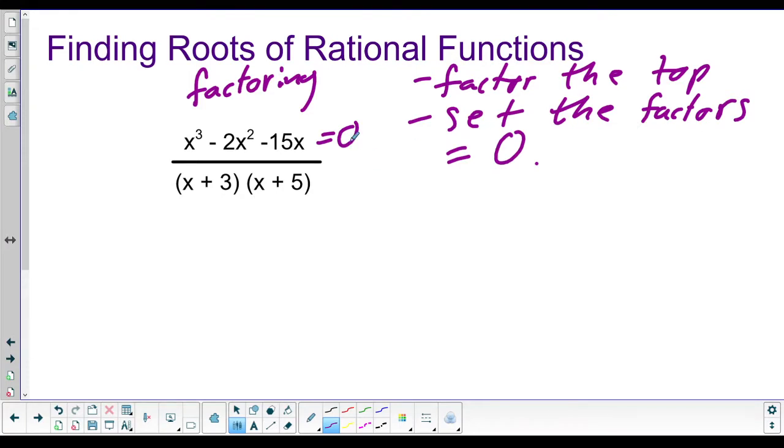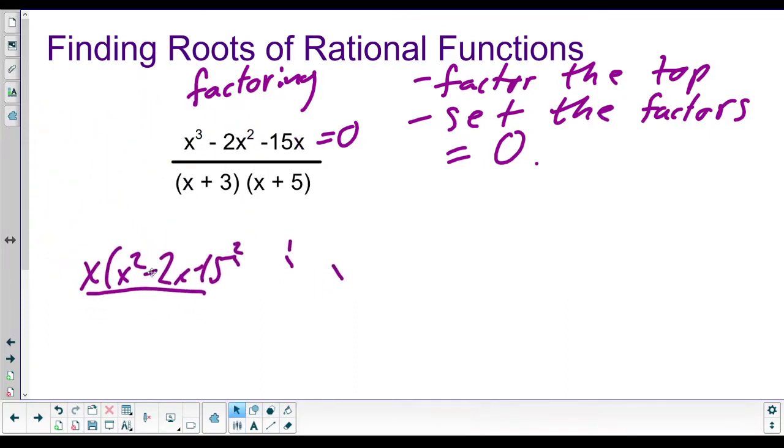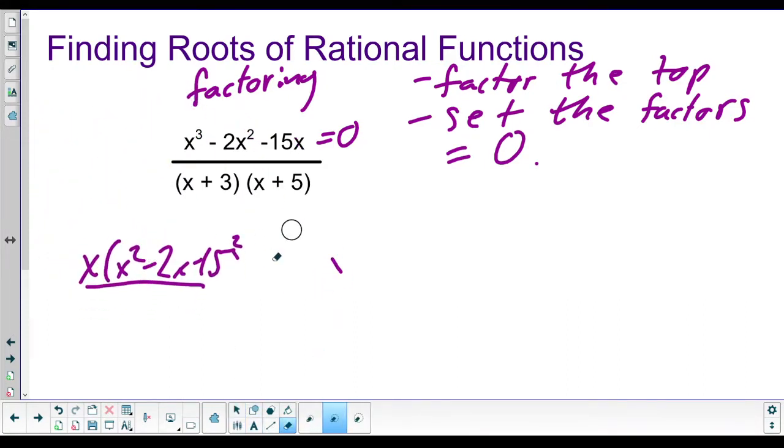Okay. So step 1, let's factor the top. The first thing we notice is that there is an x in all of these. So let's factor out our GCF of x. So we have x, and we need to just decrease these by 1. So this will be x squared minus 2x minus 15. Let's go ahead and move this down here.